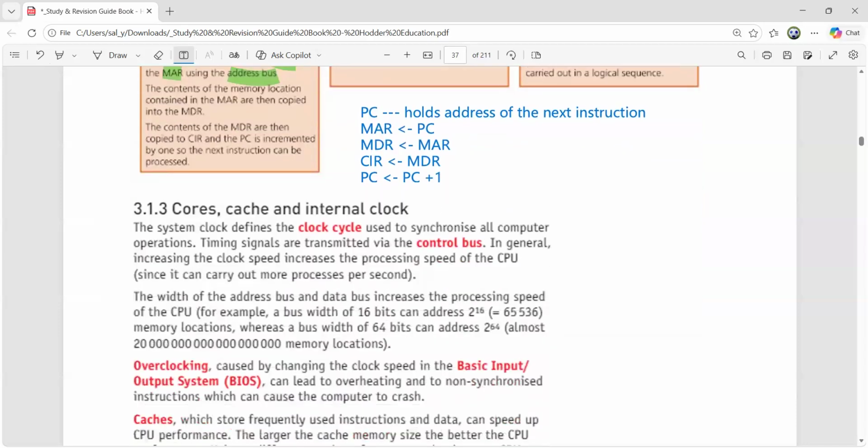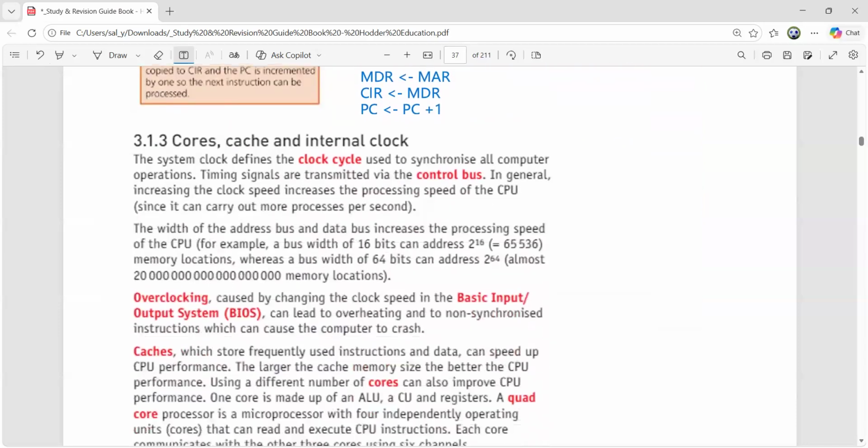Okay. Now moving to cores, cache, and internal clock. So basically what are cores? Again, a question can come in the paper. You need to know the definition. We have talked about the clock cycle that is there to synchronize all operations in the computer. Timing signals are generated and transmitted through the control bus, and increasing the clock speed might result in overclocking, but it may result in improving the performance.